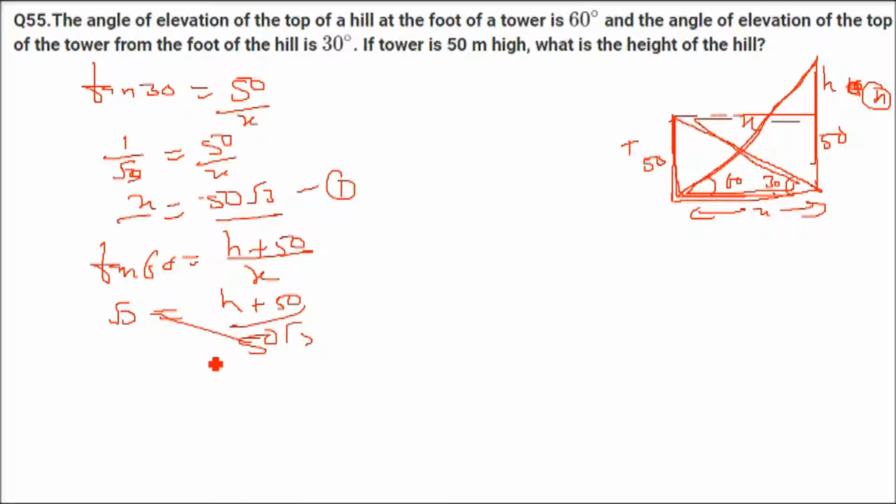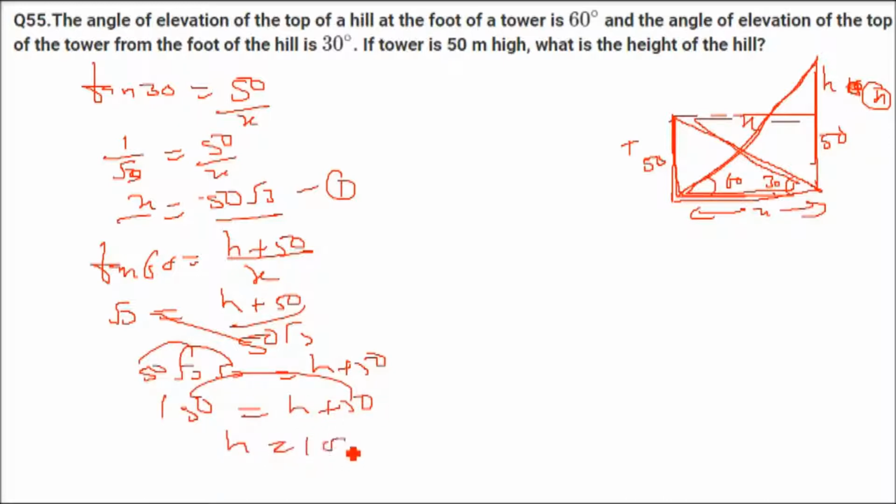Multiply it here. So this will be equal to 50 root 3 into root 3. 50 root 3 into root 3 equals h plus 50. Root 3 into root 3 is 3. 3 into 50 is 150. Bring it here. h will be equal to 100. This is your answer.